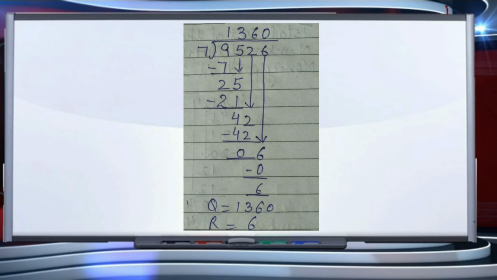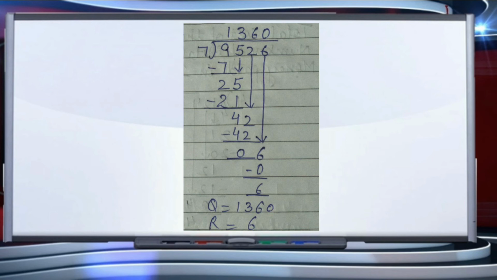Then bring 6 down. As you can see here, 6 is less than 7. So what we will write? 7 zeros are 0. 6 minus 0 will be equal to 6, and this 6 is a remainder. So quotient will become 1360 and remainder is 6.